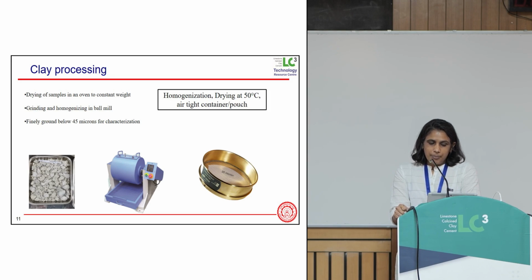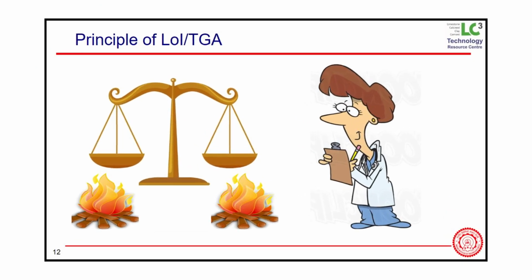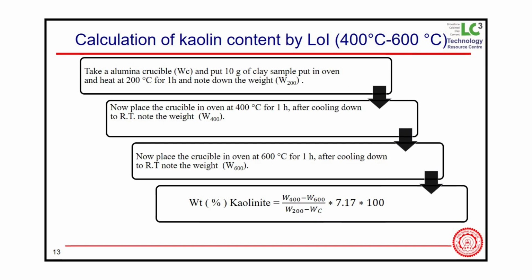What is the particular requirement for sample preparation? The sample must be properly homogenized. It should be dried below 50 degrees centigrade, and after passing it through a 45 micron sieve, we must put it into an airtight container. So the first technique is LOI and TGA. Here we will be heating this sample and noticing the weight loss.